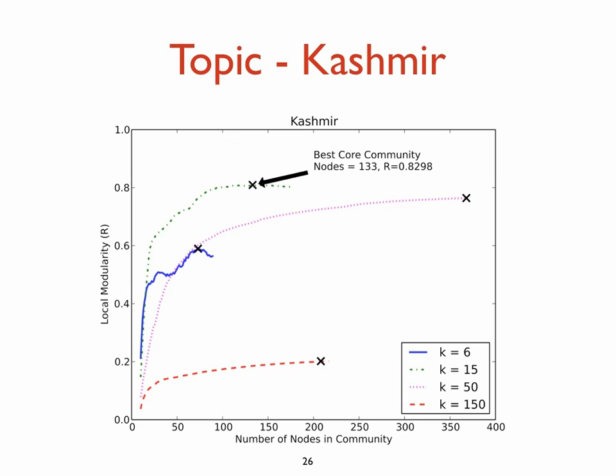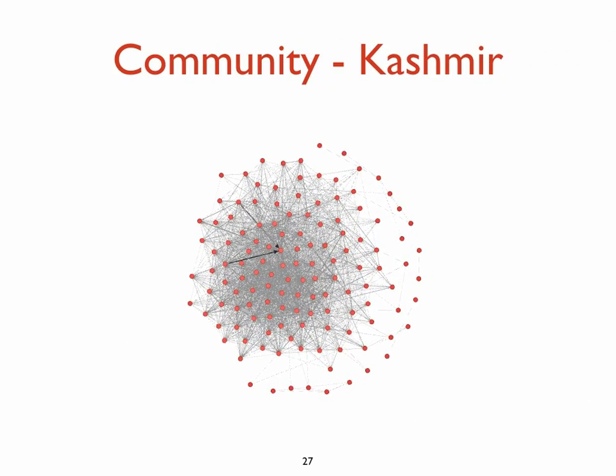This graph shows the values of local modularity R for our algorithm runs against the community size for the topic Kashmir. The most cohesive community is formed at 133 nodes with R equal to 0.82. Just like CAD, the R performs rather poorly for k equal to 150. Following is the network visualization for the discovered community of the topic Kashmir.